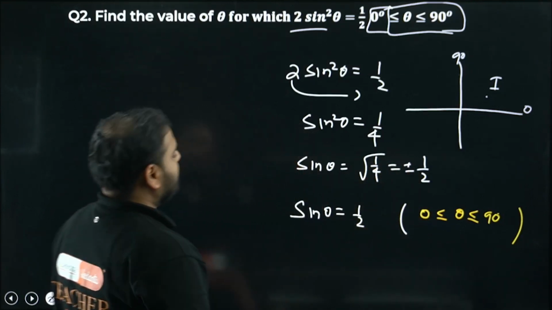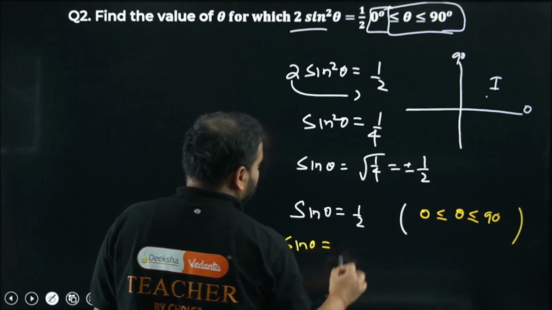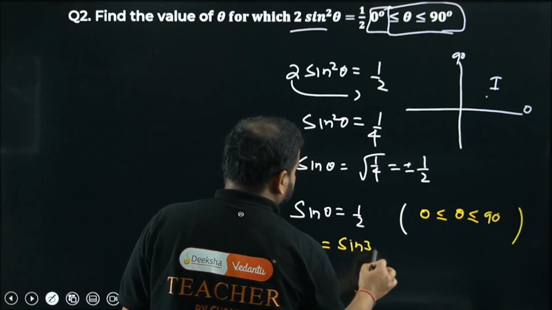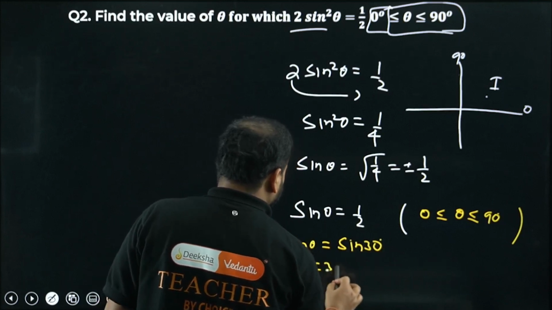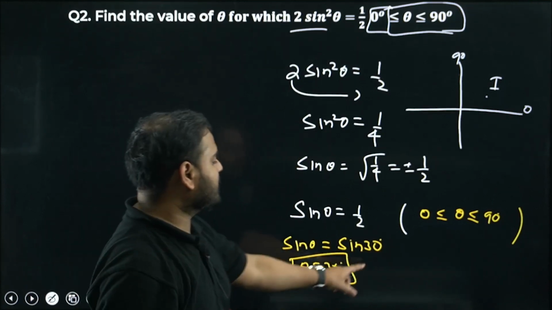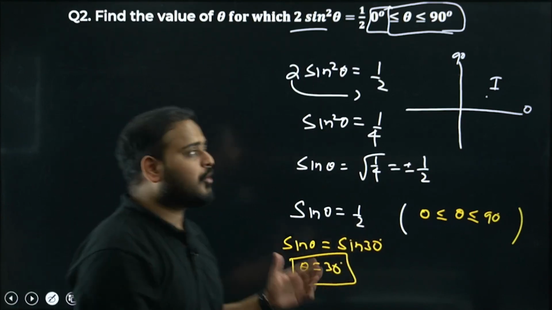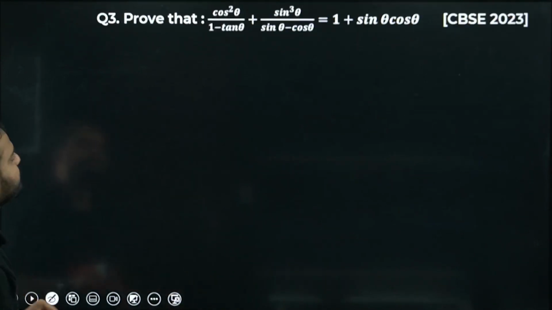Okay, great. So what is that value? Sin theta will be equal to what, sir? 1 by 2 is when I have sin 30 degrees. It means theta is simply 30 degrees. Please check here. Sin 30 is how much, sir? 1 by 2. That's why theta is 30 degrees. You got it? Based upon your ratios, have a look.